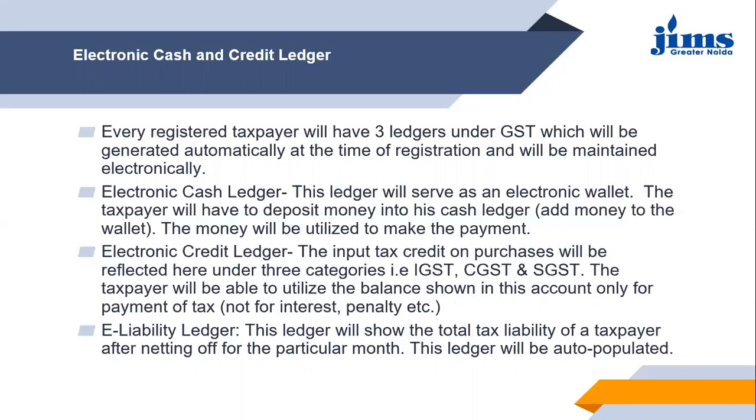When the account is credited with a certain amount, it will be shown under credit, and when that amount is used for the payment of GST, it will be debited from that cash ledger. The credit ledger shows you how much input tax credit you have in terms of IGST, CGST or SGST, the different categories of GST that you pay. The e-liability register will simply show you the tax liability of a particular taxpayer, like for a particular month, what the total tax liability is that he has to meet. So these are the different ledgers under the portal that will be maintained on the GST network.